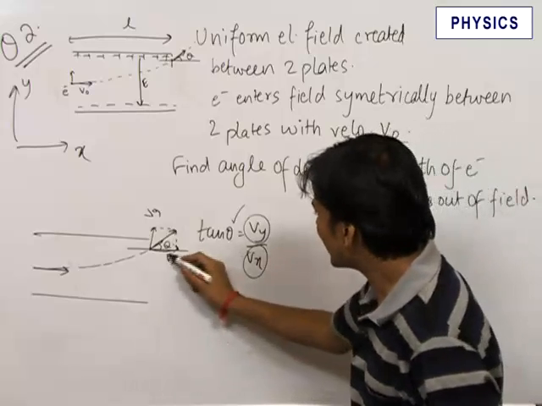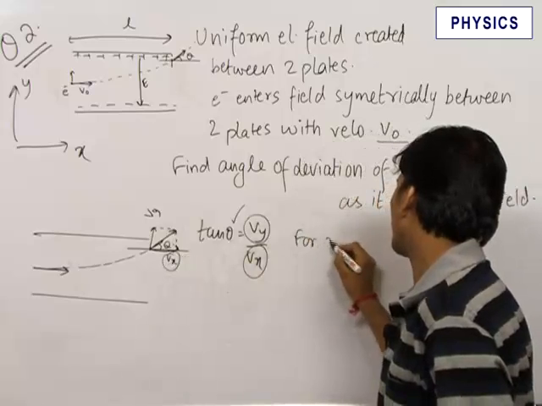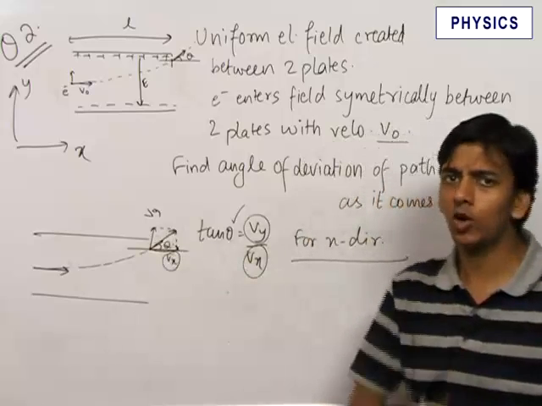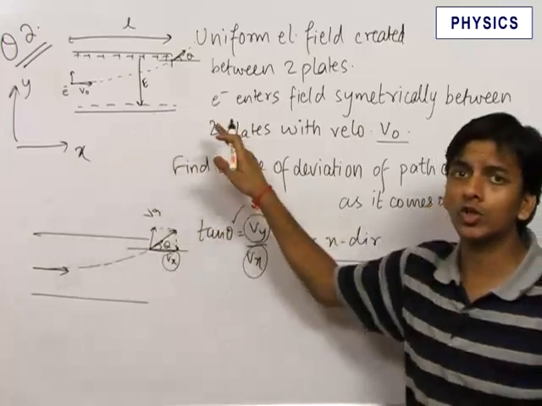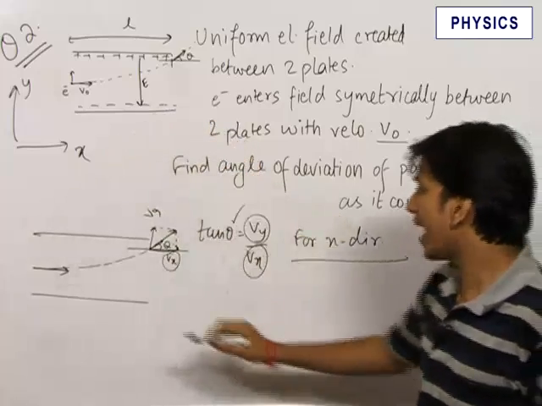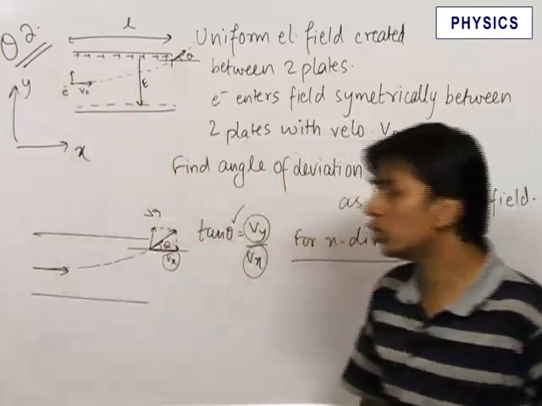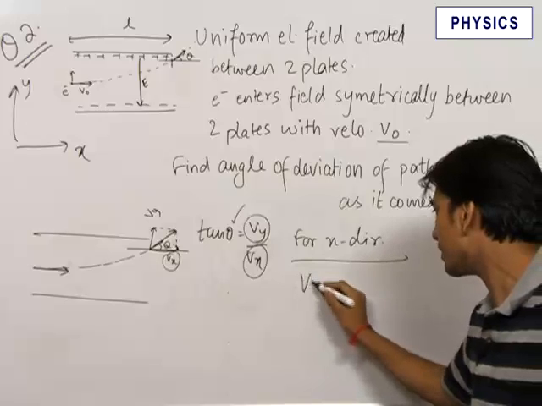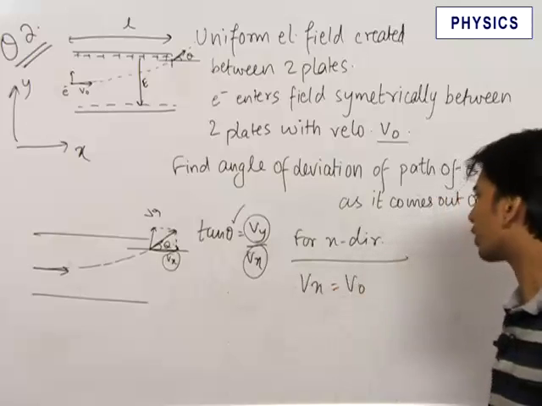Now let us take the case for the x direction. The force acting on the electron in the x direction is 0. There is no force acting on the electron in the horizontal direction, due to which the acceleration of the electron in the horizontal direction is 0, due to which the velocity in the horizontal direction will not change. Therefore, the horizontal velocity remains constant, equal to v0.